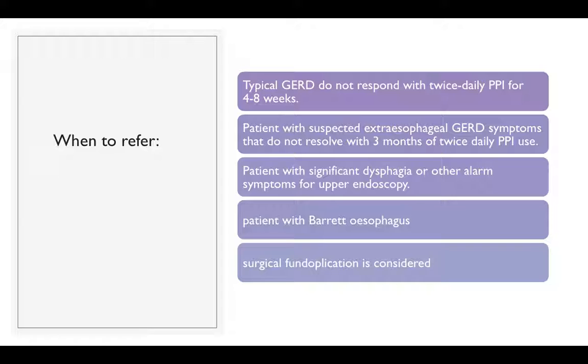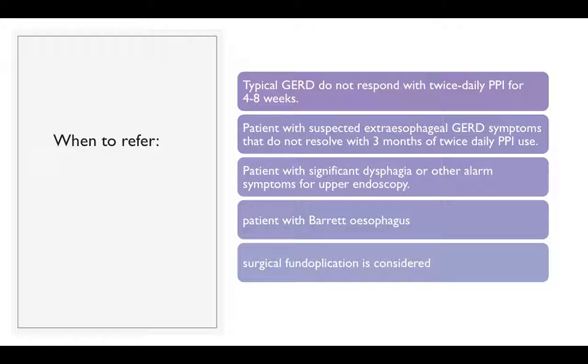Patient with suspected extraesophageal GERD symptoms. If there are any extraesophageal GERD symptoms that do not resolve with 3 months of twice daily PPI, you're asking your patient to take PPI twice daily for 3 months, but still he's having extraesophageal symptoms, you will ask your patient to book an appointment with a gastroenterologist.